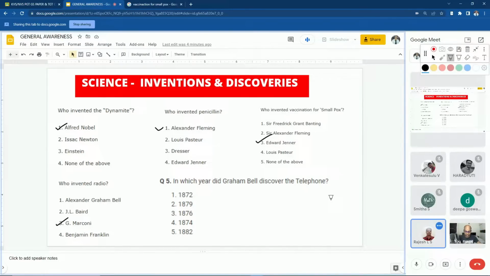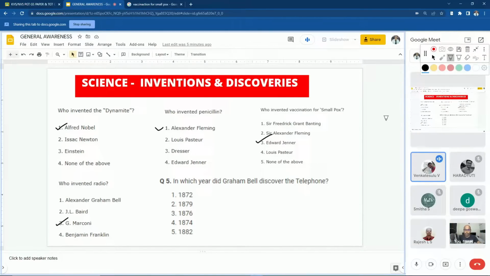1976, sir. Sorry, 1876. 1876. Now, how many of you know all the 5 questions answers earlier without even opening or checking the science and invention discoveries? Venkatesh sir. Sir, I know only 4.